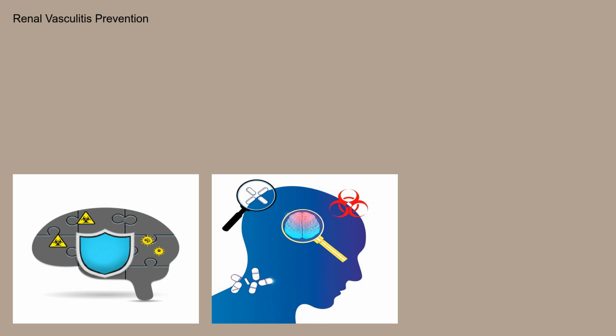Unfortunately, there's no definitive way to prevent renal vasculitis, as many cases are related to autoimmune conditions. However, early diagnosis and treatment of underlying systemic vasculitis can help prevent or minimize kidney involvement. Managing other risk factors, such as infections and drug reactions, may also play a role.